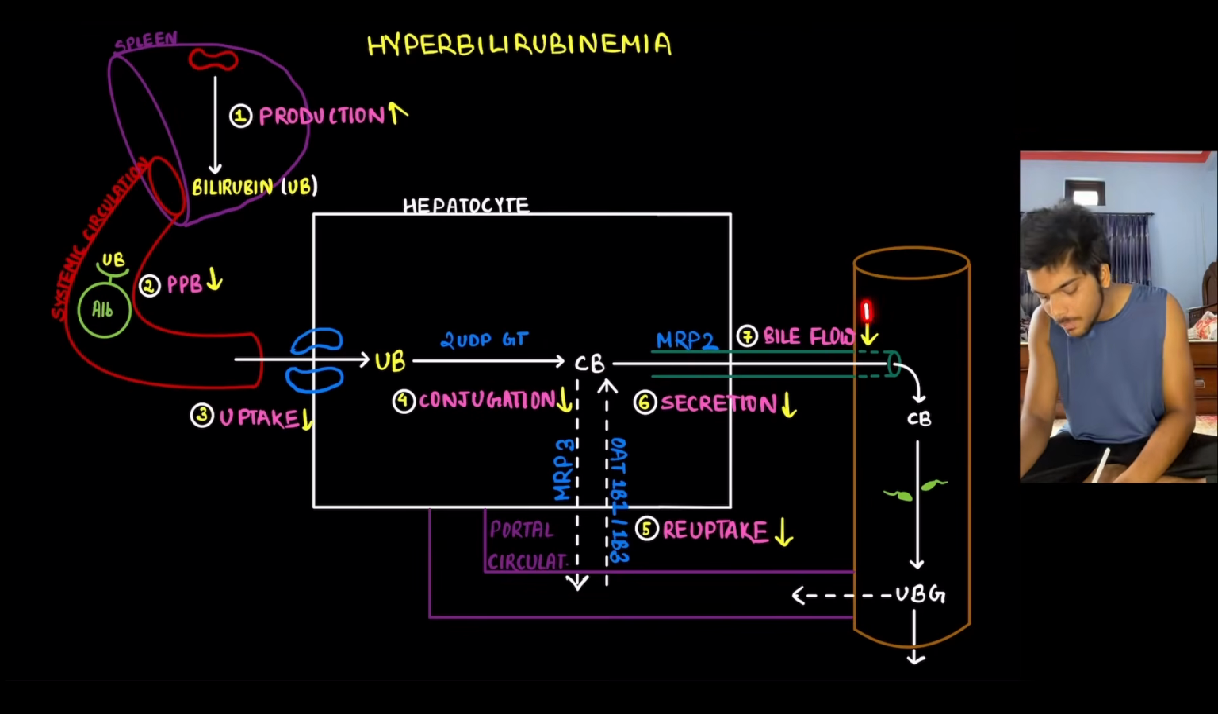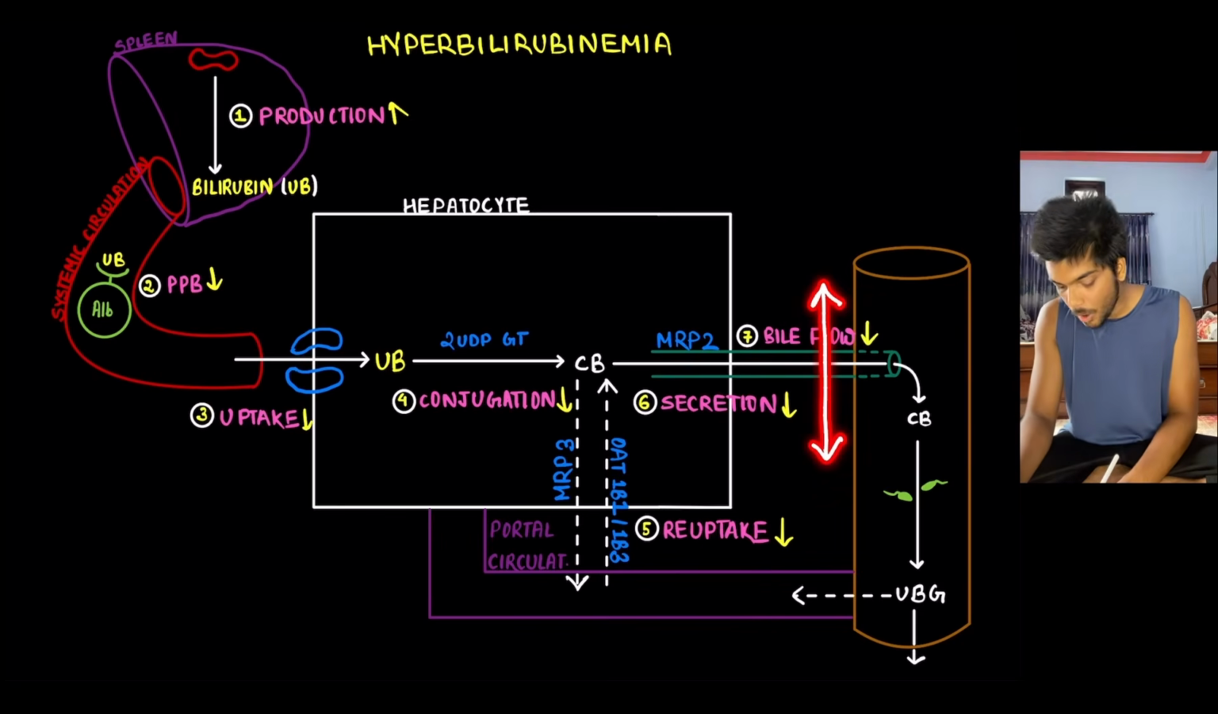Third is decrease in bile flow. Decrease in bile flow can take place, number one, when there is obstruction in the flow, right? Obstruction in the flow, or if there is inflammation.